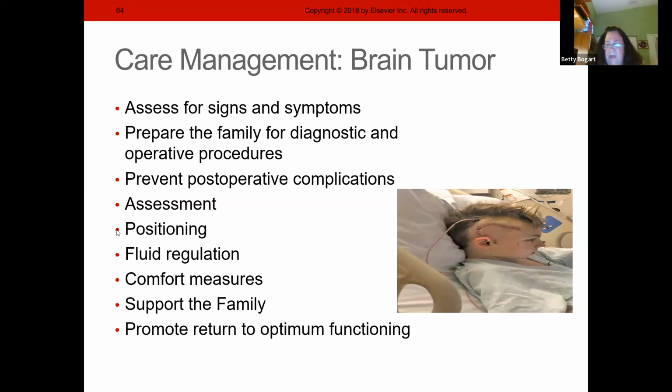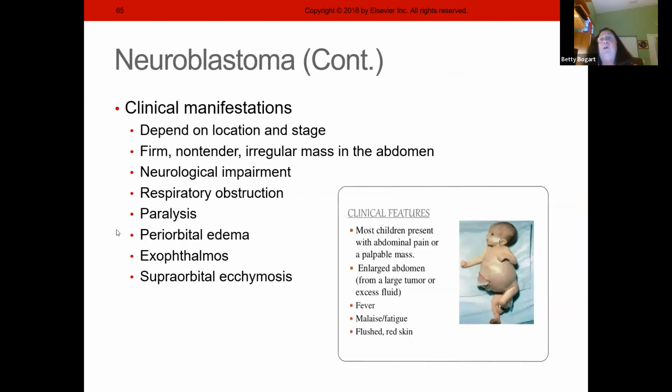We don't want that. These children need to be taught what's going on before surgery, and the family needs to know what to expect. Sometimes they come out with these brain drains sticking out of their heads, and that can be the scariest thing for a parent. So making sure that they know what to expect, and we want them to try to be what they were pre-surgery.